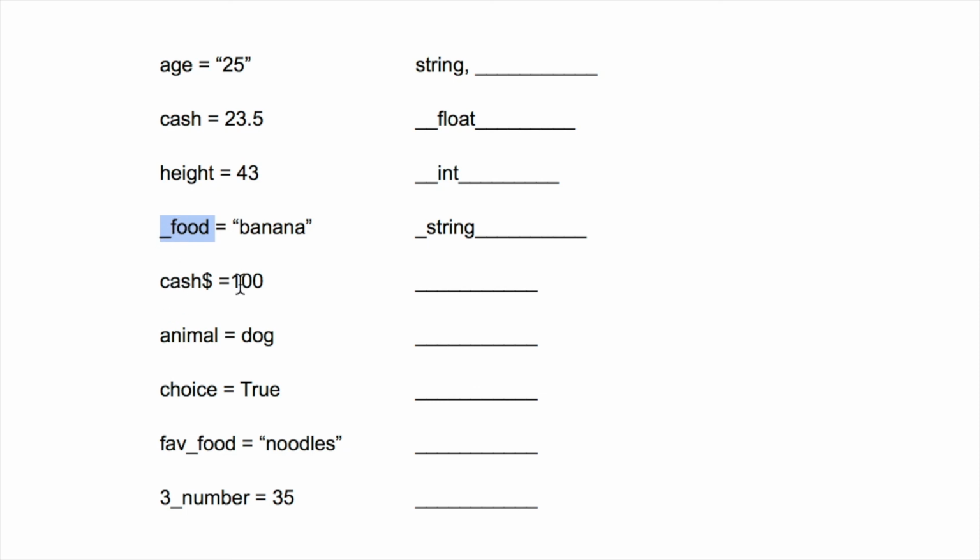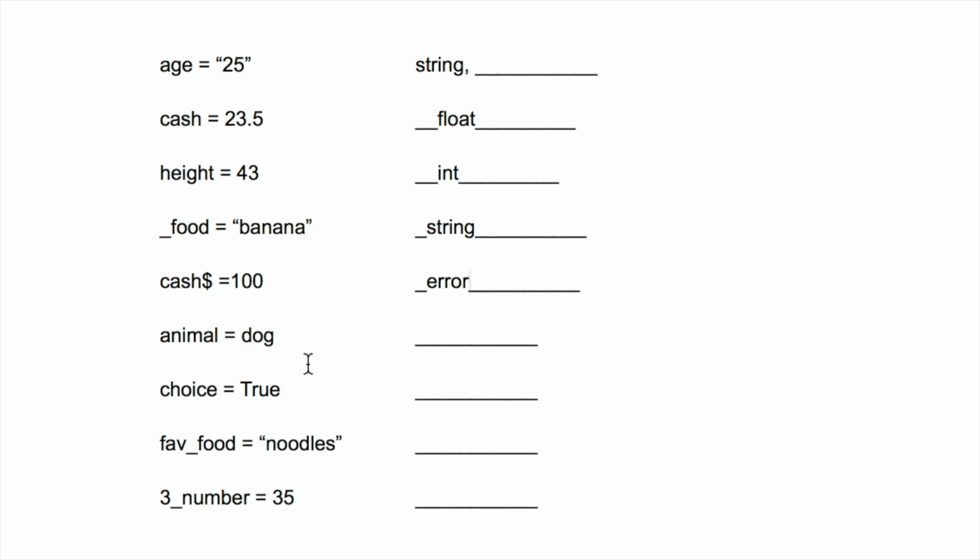Next one, cash dollar equal to 100. If you look at this one, we learned that variables cannot have any special characters other than an underscore. This one has a dollar sign, which is not acceptable. If you try to do that, it's going to throw an error back. So this is not correct. It will give you an error. You can't have the dollar sign.